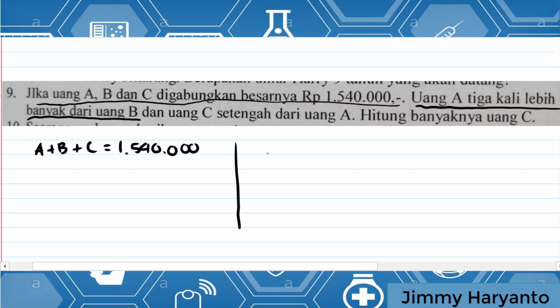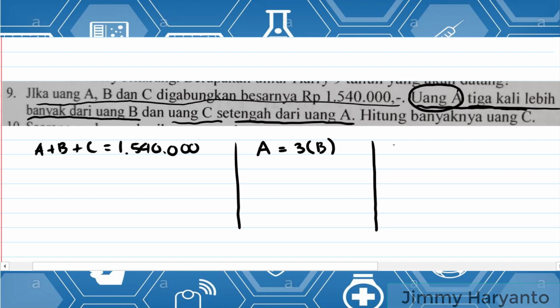What can we write? We can write A for this one is 3 times. Dia bilang "is" itu sama dengan, bahasa matematiknya, and then 3 times, timesnya pakai kurung aja, lebih banyak dari uang B, 3 times B, ya. Kenapa pakai kurung? Karena biasanya nanti ada yang plus-plusan itu harus pakai kurung. Okay, so the second sentence gives us A equals 3B, and then the third sentence, uang C setengah dari uang A. That means C equals setengah, that is half times A.